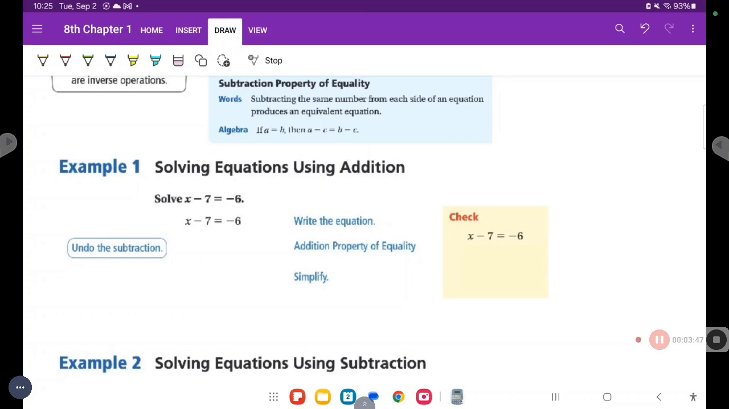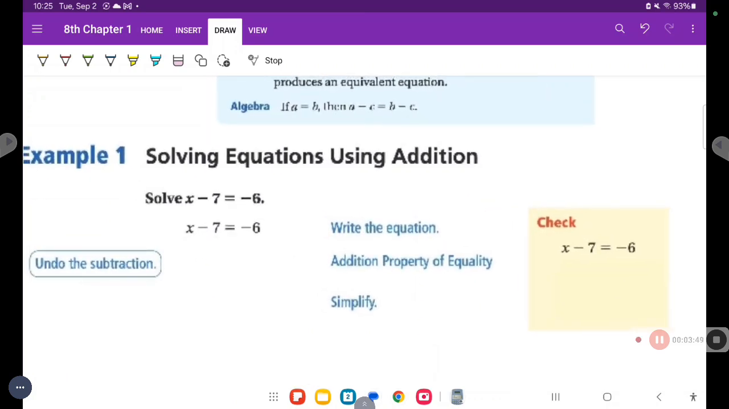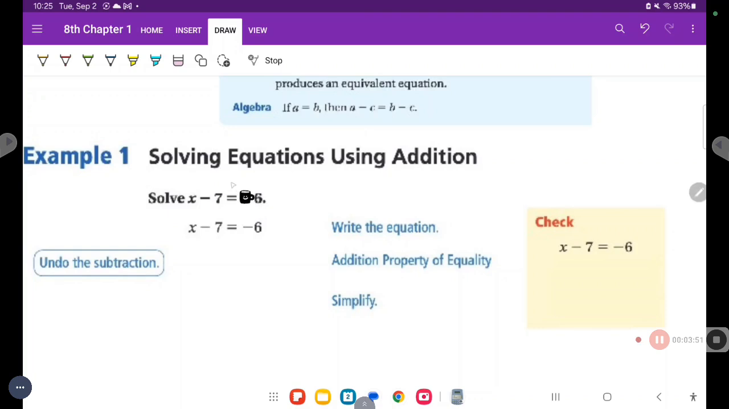So whenever we have an equation, there are two sides, right? So I want you to draw a line right here, okay? Just to help you mentally get the idea that we have the left side and we have the right side.